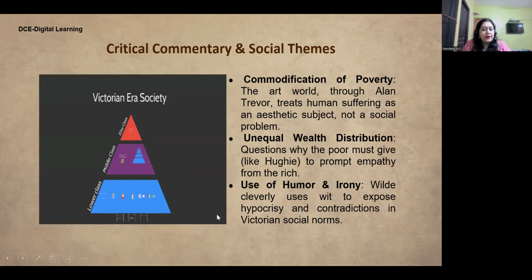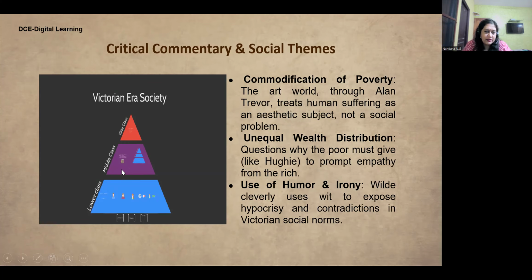I have incorporated an image here which shows Victorian era society. Imagine the society as a triangle. You can see that the lower part of the triangle, the base part, has a majority of the people, who come under the lower class. Here, it refers to the economic status. The less money they have, the more they come under the lower class.